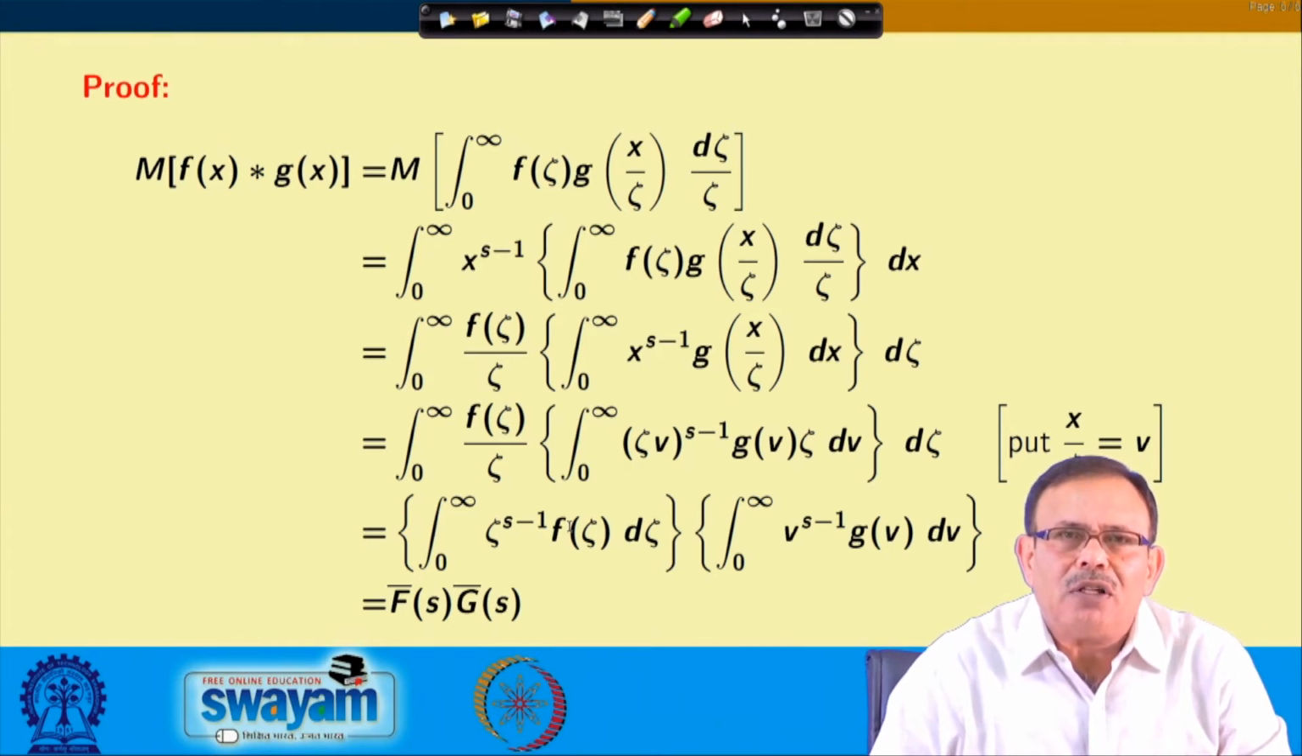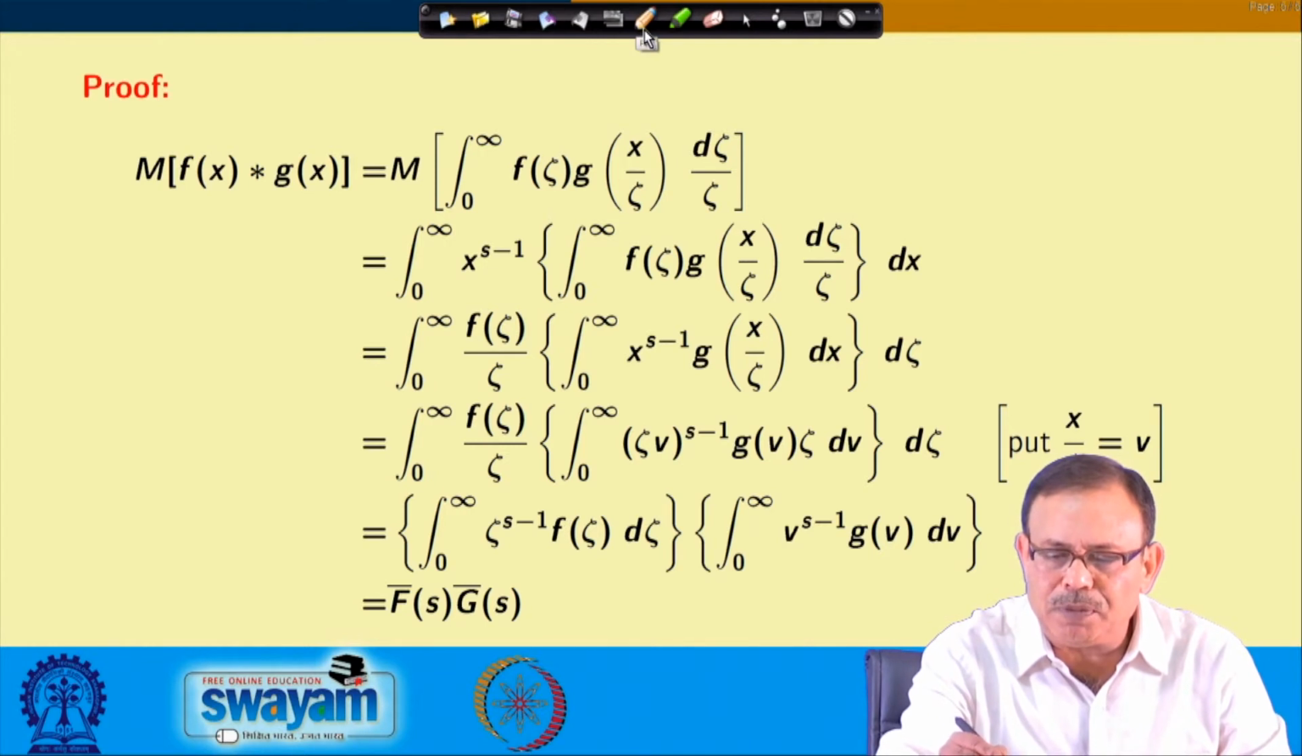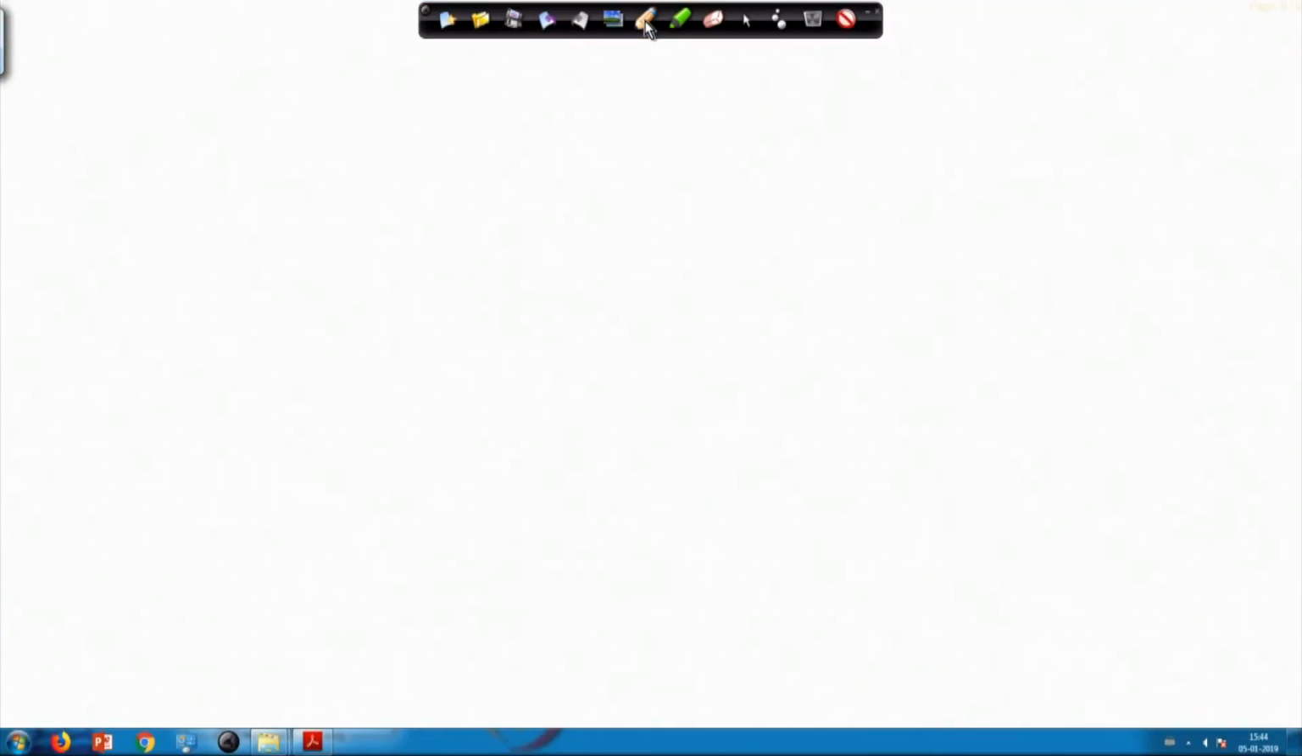So according to the first convolution property, we have proved that the Mellin transform of f of x convolution g of x is equal to f bar s into g bar s. Now let us see the next property, and how to prove it. We have used two different convolution operators because we have used two different definitions. Anyone can use either one of these two.